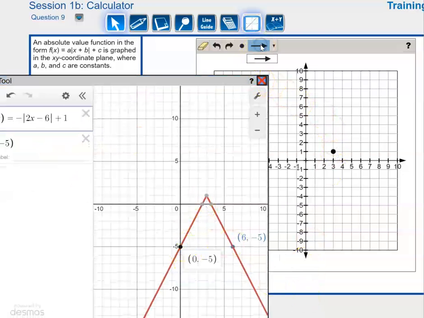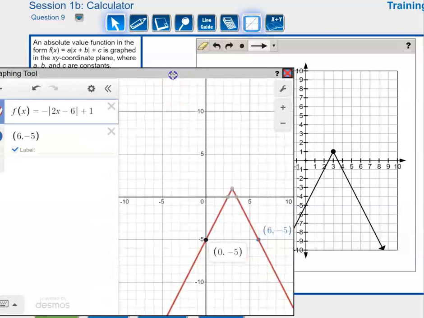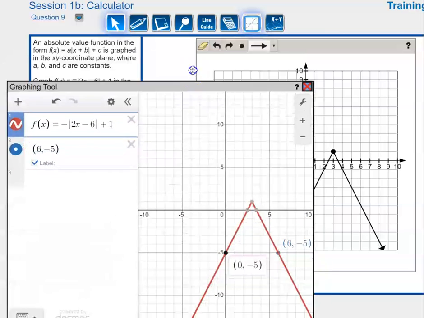So I'm going to use the ray tool. Go to this, click on it. We'll begin at our point, and we're going to go through (0, -5), and that's one of our rays. And then we're going to do it again. Starting at our point, we'll go to (6, -5). So it doesn't show the point. That's okay. And now I've got a graph of an absolute value function that looks just like the one in the graphing tool. So that's all we're doing on that first one.